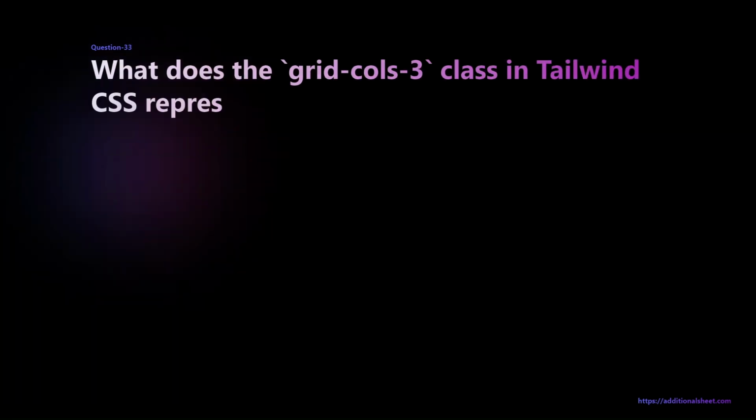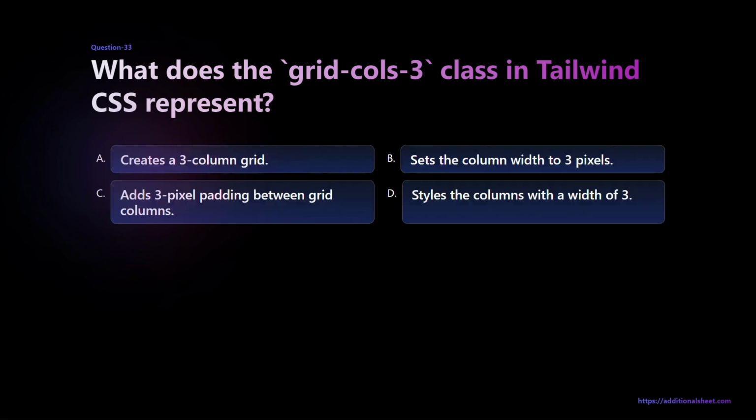What does the grid calls 3 class in Tailwind CSS represent? Option A, creates a 3-column grid. Option B, sets the column width to 3 pixels. Option C, adds 3 pixel padding between grid columns. Option D, styles the columns with a width of 3.